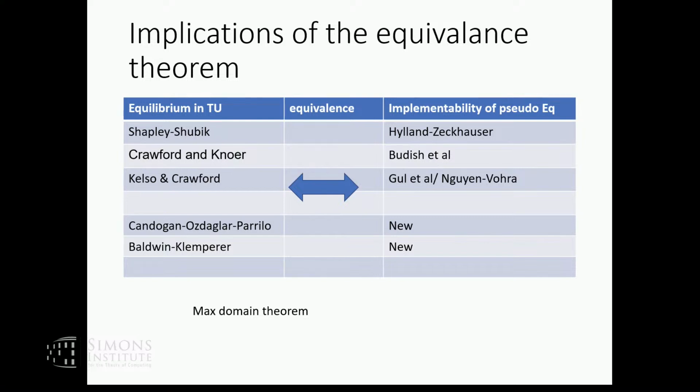So here are the implications, right? We know that the equilibrium in the theorem Shapley and Shubik talk about is actually equivalent to Hylland and Zeckhauser. Now we can say that Crawford and Knoer are actually equivalent to the Budish et al. results on implementing random bundles. And we can obtain several other new results as well.